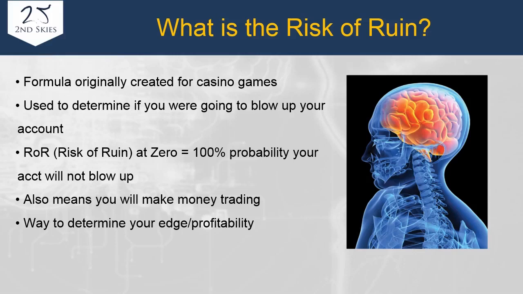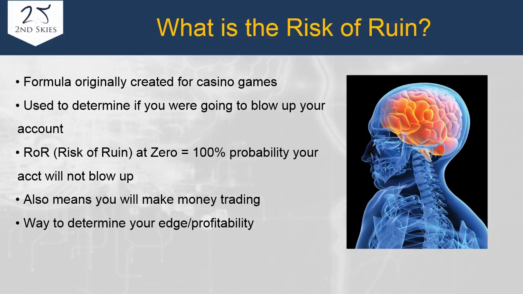The abbreviation I use for risk of ruin is ROR with a little o. It's kind of a strange equation because the result you're looking for is zero. Most people think of zero as making no money, but zero risk of ruin means you have zero chance of ruining or blowing up your account. The inverse is that you have a 100% probability your account will not blow up, and the implication is that you will make money.